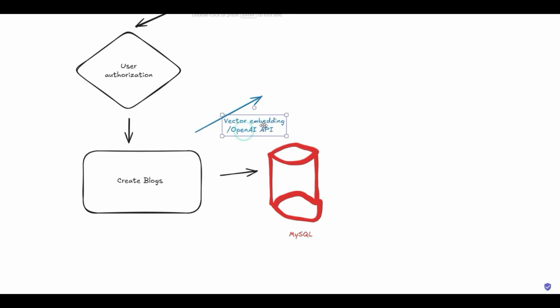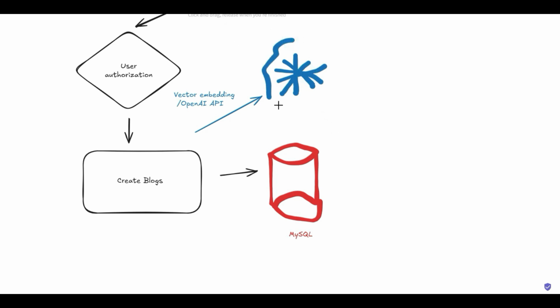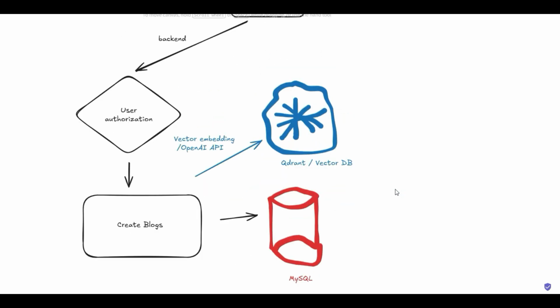We store them inside a vector database. There are many vector databases available, but in this course, we are going to use Qdrant. Qdrant is a very powerful vector database designed specifically for similarity search, and we will build a service layer in our Laravel application that will send embeddings to Qdrant, store them, and query them when needed. So the backend does two things when a blog is created: store the blog in MySQL, and convert the blog into a vector and store it in Qdrant. This is very important to understand.